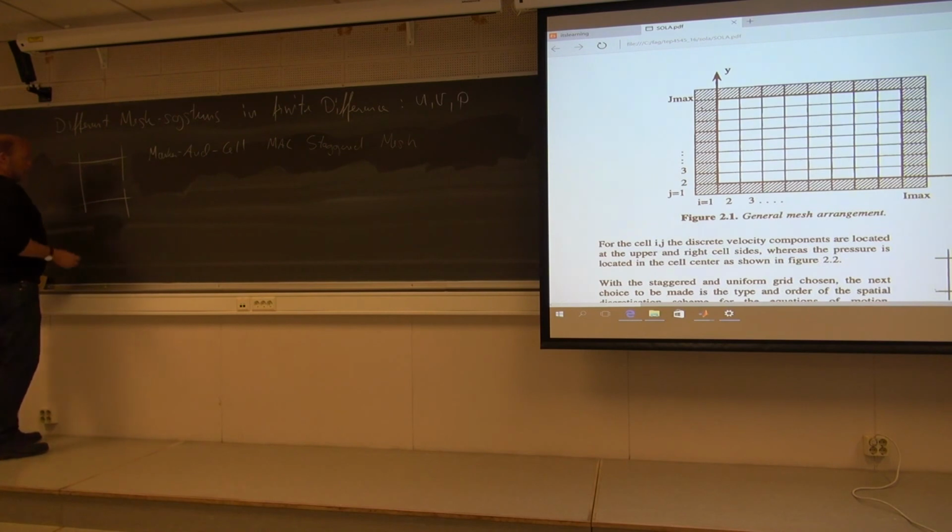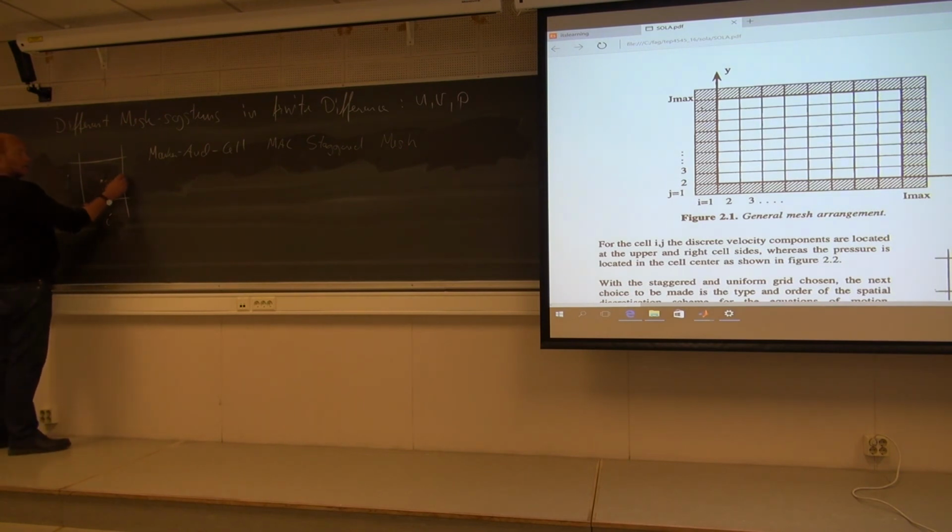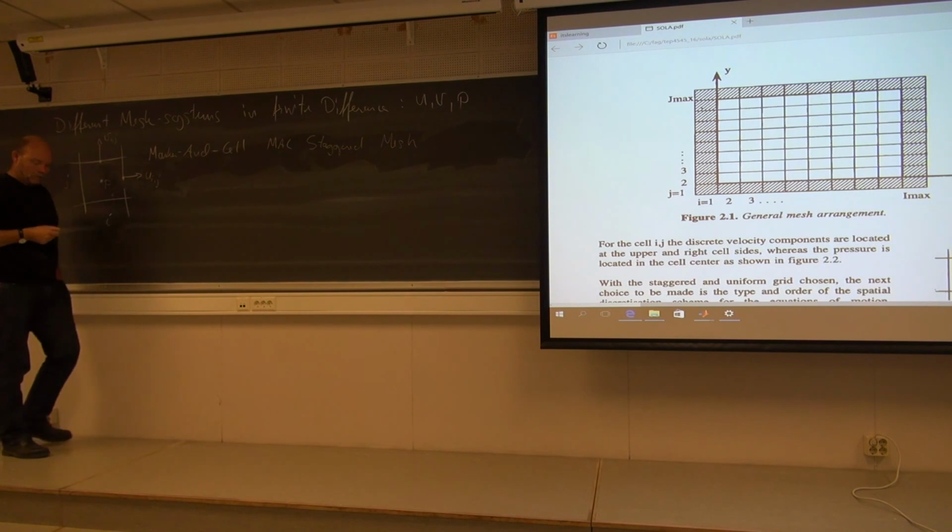So this now is cell number I, J. We put the pressure in the center, P, I, J. The velocities are on the mid surfaces. Here you will have the velocity in the x direction, U, I, J. And on the top you find V, I, J, velocity in the y direction.